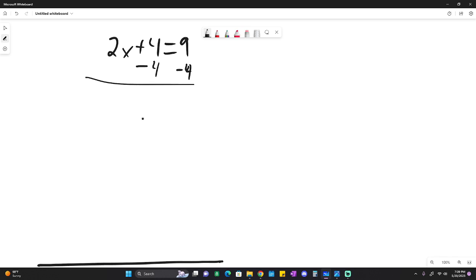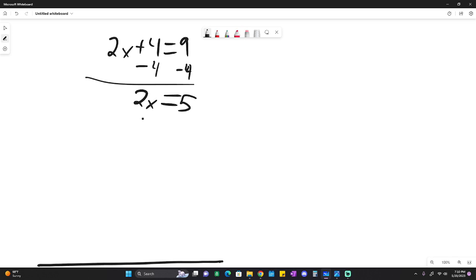So now on this side of the equal sign, we have 2x. Our 4 is gone since it canceled out, since 4 minus 4 is 0. We don't need to write the 0 here. Now this 9 minus 4 will result in the 9 becoming a 5. So we will have 2x equals 5.